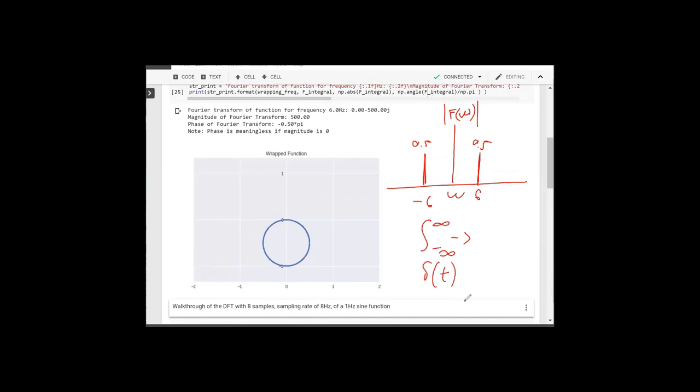And so what is true is that the Fourier transform of a cosine or a sine, doesn't matter, the magnitude of the Fourier transform of a cosine or a sine is equal to the delta function, let's call this W naught, frequency shifted by that W naught. And that is super cool, right?